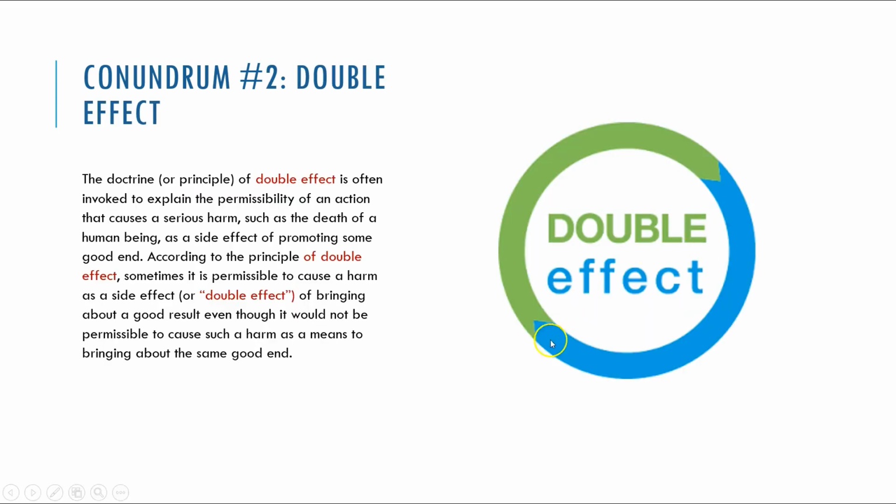Now, the second conundrum is called the double effect. The doctrine or principle of double effect is often invoked to explain the permissibility of an action that causes a serious harm, such as the death of a human being, as a side effect of promoting some good end. According to the principle of double effect, sometimes it is permissible to cause a harm as a side effect of bringing about a good result, even though it would not be permissible to cause such a harm as a means to bringing about the same good end. So that's the tough definition.